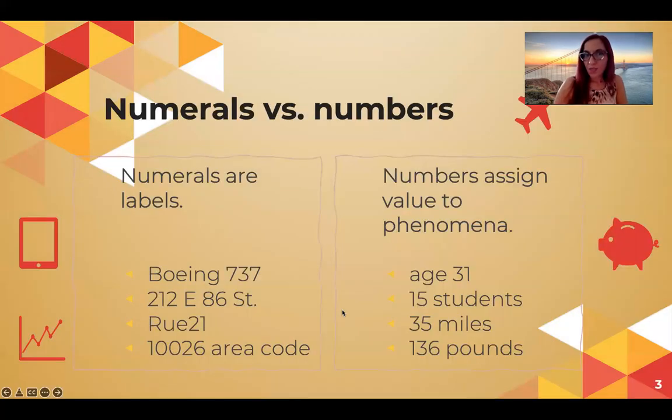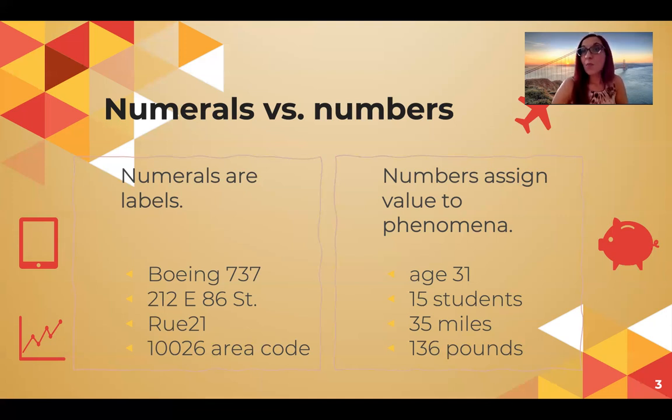Now, it is very important to distinguish between numerals and numbers. So what are numerals? Numerals are basically labels. If you look at a plane, for instance, and see Boeing 737, does that really represent a value? No, it is just a label. It is how we call this plane. But also 212 East 86th Street is another label. It's just a street name. It doesn't really represent any value. It doesn't mean that a building with the number 212 is better than building 211 or 210. They just present labels. Route 21 is also the name of a brand, so it doesn't really represent any value. It's just a label. 10026 area code is another label.